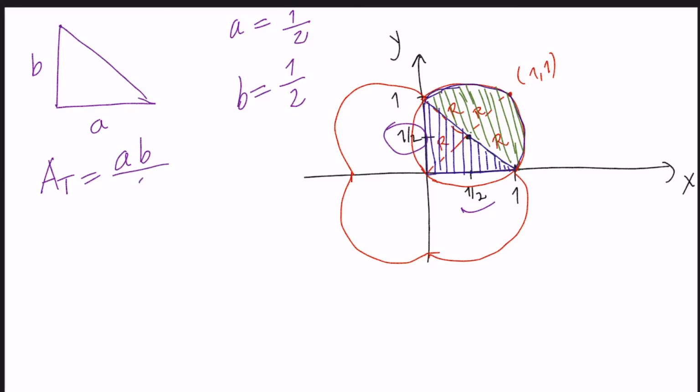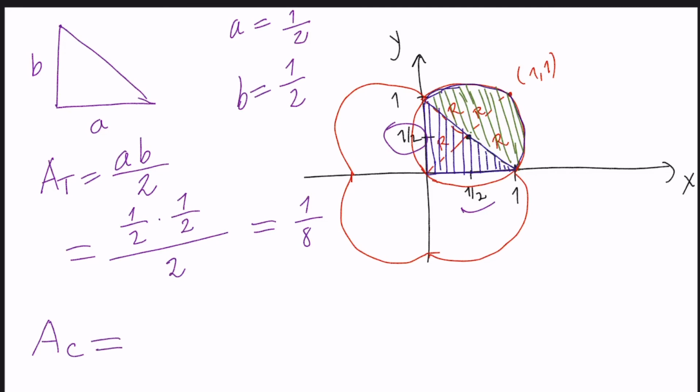The area of the triangle is equal to AB divided by 2. A is 1 divided by 2, B is 1 divided by 2, and divided by 2. After some arithmetic, you can find that this is 1 divided by 8. Now the area of the circle. The area of the circle is pi r squared, divided by 2, the half part of the circle. This is the area of the half part of the circle.